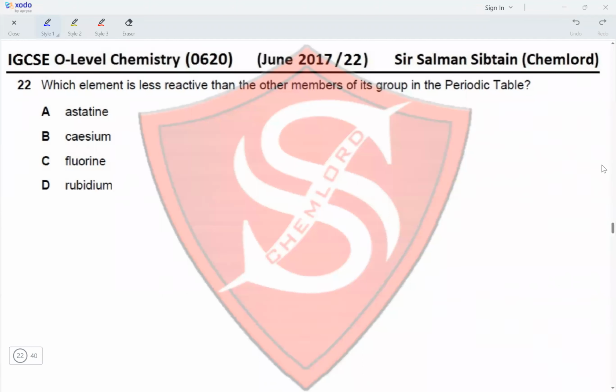Question 22. Which element is less reactive than the other members of its group in the periodic table? So astatine belongs to group 7 and the reactivity of group 7 decreases down the group. So astatine is correct. Cesium belongs to group 1 and the reactivity of group 1 elements increases down the group. So this is incorrect. Fluorine is the first element in group 7 and so its reactivity would be greater than the rest of group 7.